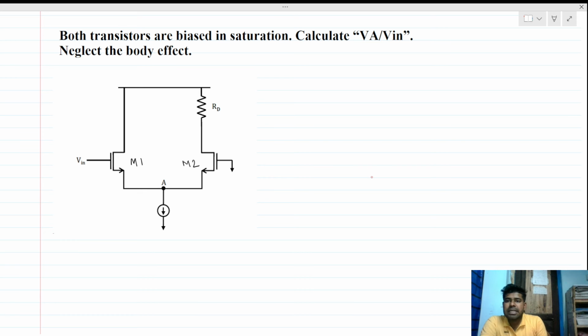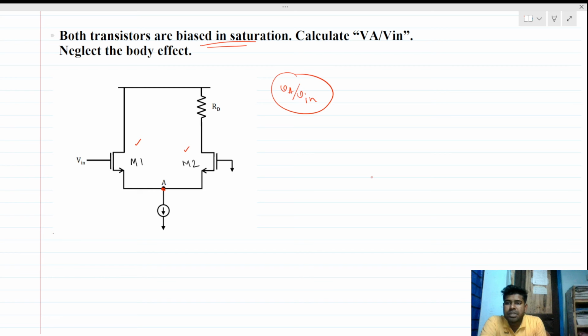Basically, in this question, the M1 and M2 MOSFETs are properly biased in saturation, and we have to calculate the small signal VA. This is our node A, right? So small signal VA by VIN. Actually, this is a gain.